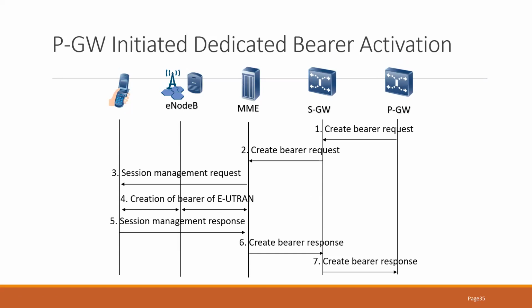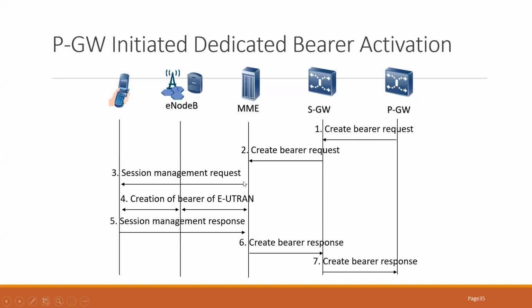So it's the PGW that basically recognizes, when it communicates with the PCRF, that this is the service the user is requesting and this is the quality of service requirement for it. Then the PGW initiates a dedicated bearer, which will be used specifically for this service. So PGW will initiate a create bearer request.